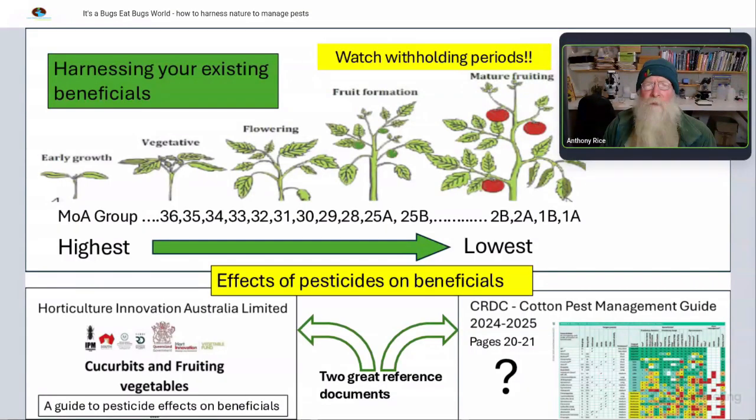And the Cotton Pest Management Guide, from the Cotton Research and Development Council, or corporation, I think they are. They also have an effects of pesticides on beneficials. There's a couple of things that I don't really agree with, but it's a great place to start.